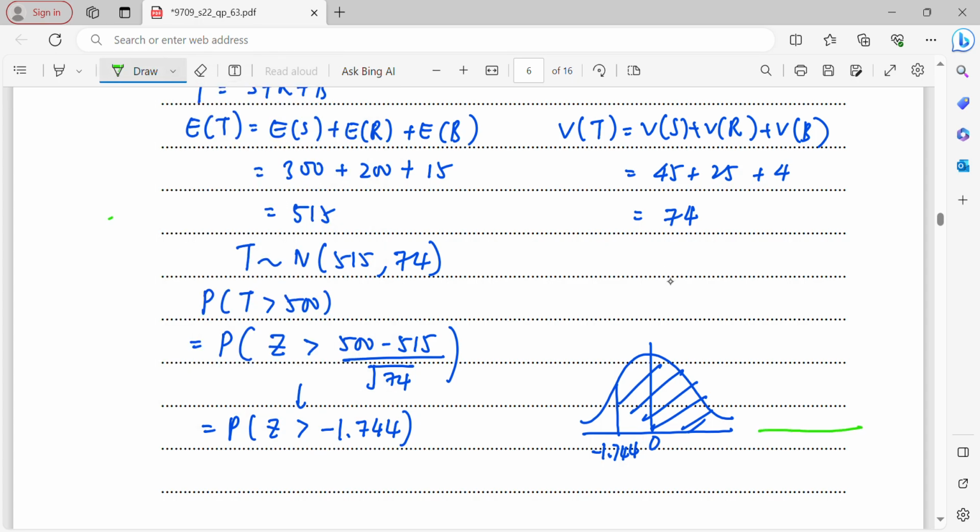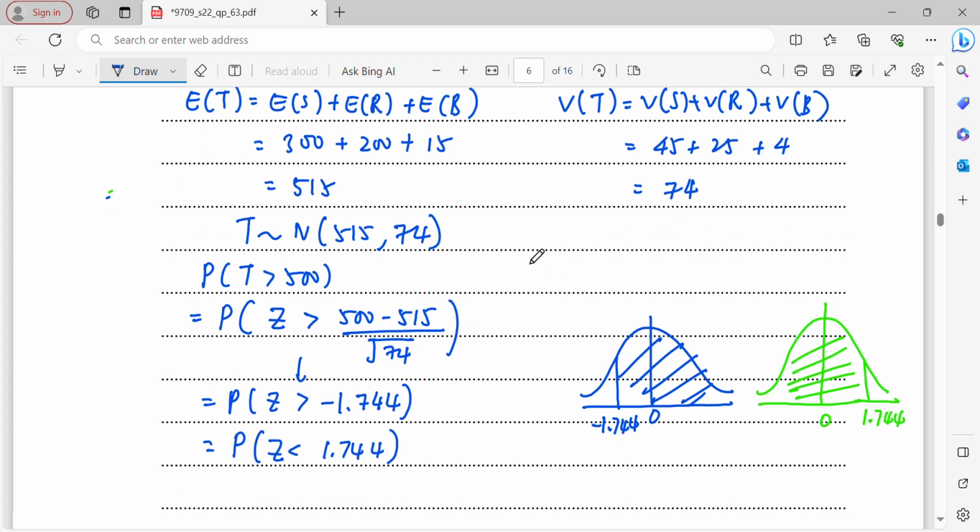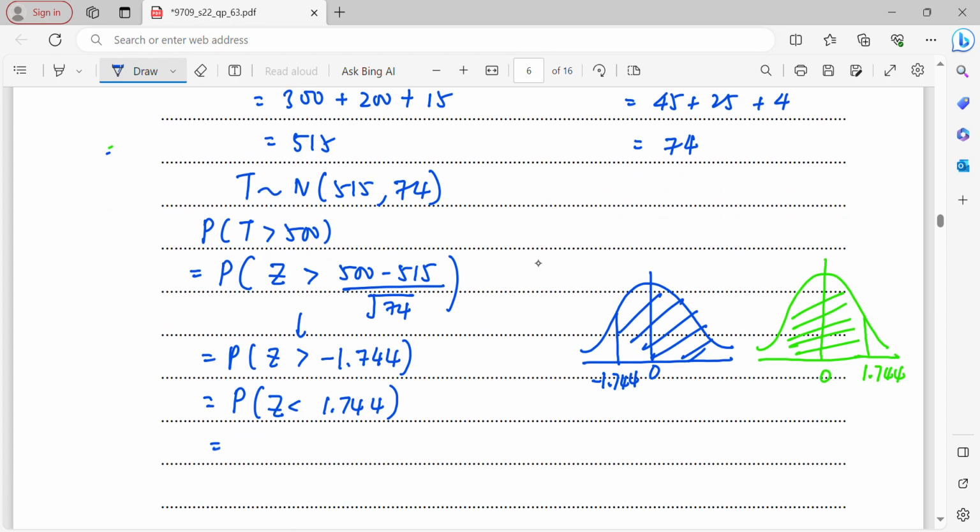Now I need to reflect the region because the value is negative. So once I reflect it, it becomes positive. And this is going to be the region. So now I will say this probability P(Z more than negative value) is basically the same as P(Z less than positive value). Once you get the positive value, then you can just read from the table.